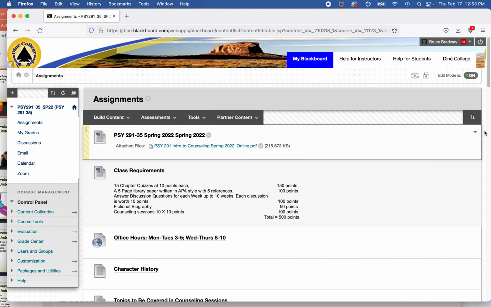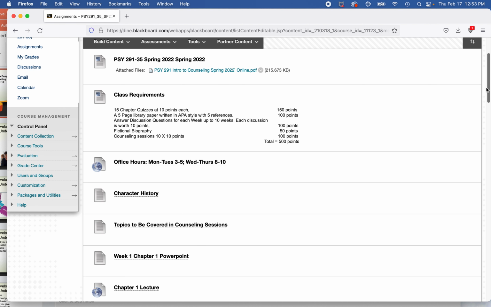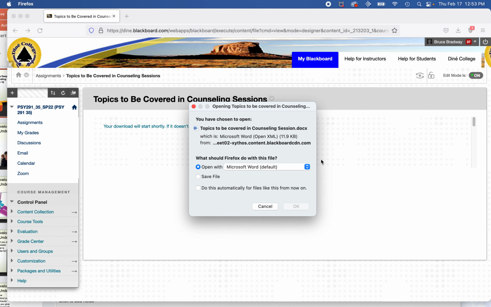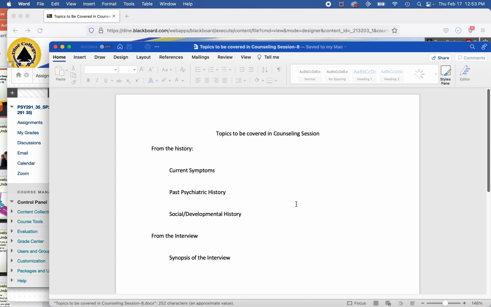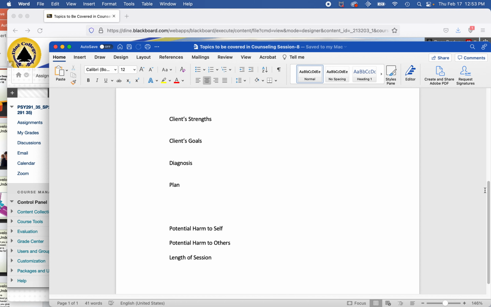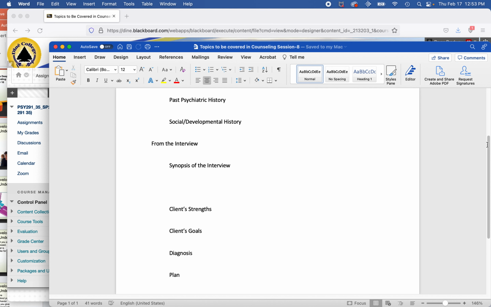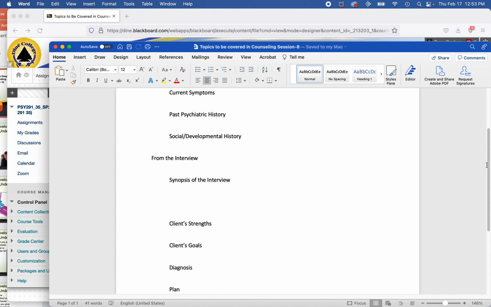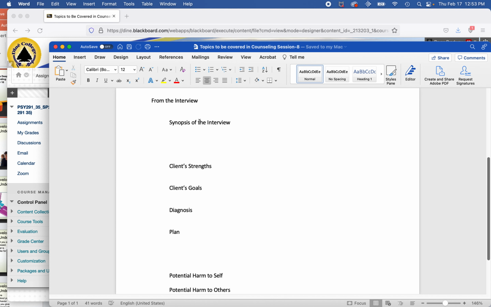There's the character histories. Topics covered in counseling session. Oh, here. This is what I want you to cover in the counseling sessions. If I can make it open up, there you go. So what you'll need to write down, this is what I want your notes to look like. From the history, you can get the current symptoms, the past psychiatric history, and the social developmental history of the individual.